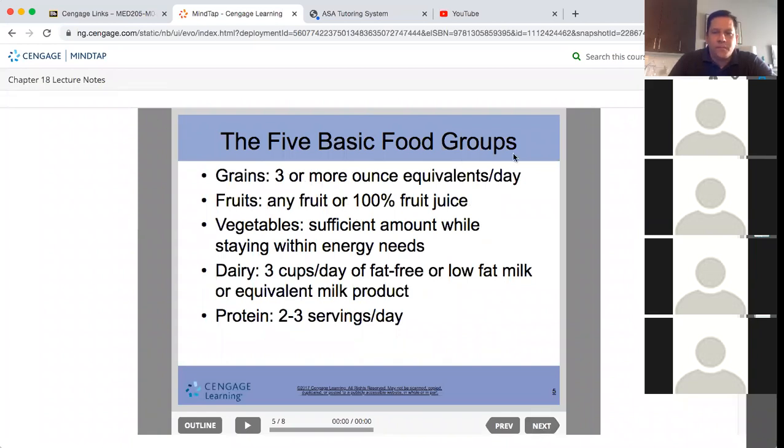The 5 basic food groups are these 5. Number 1, grains, 3 or more ounce equivalents a day is good to intake. Fruits, any fruit or 100% fruit juice. Vegetables, sufficient amount while staying within energy needs. Dairy, 3 cups a day of fat-free or low-fat milk or equivalent milk product. And protein, 2 to 3 servings a day.